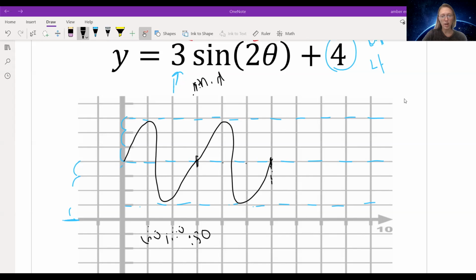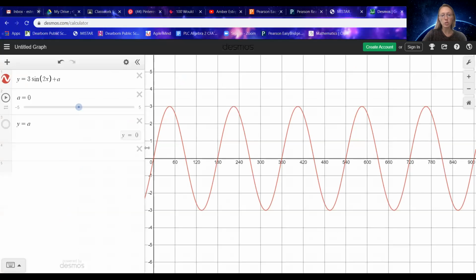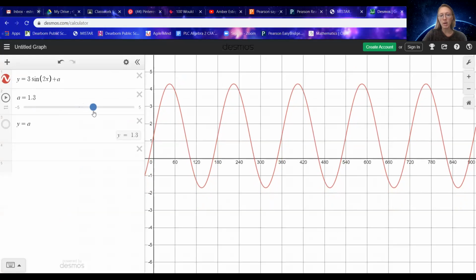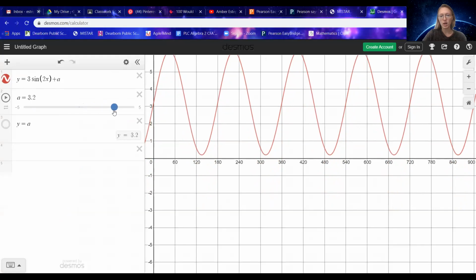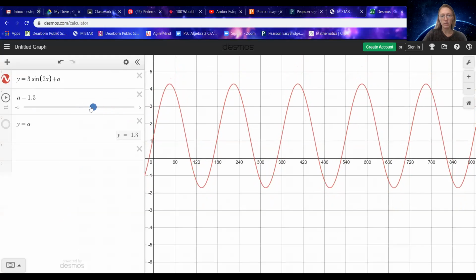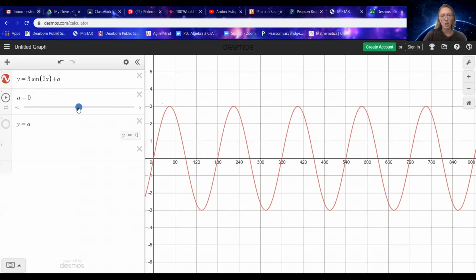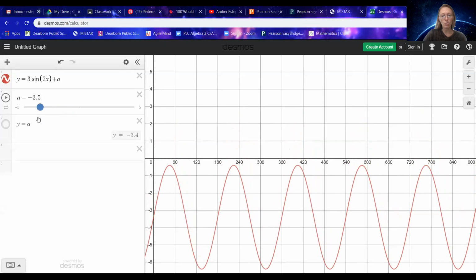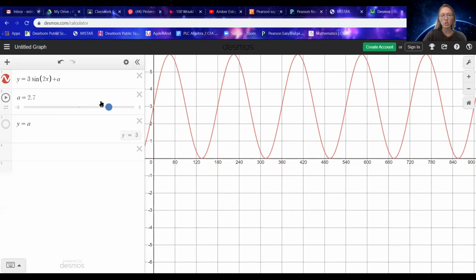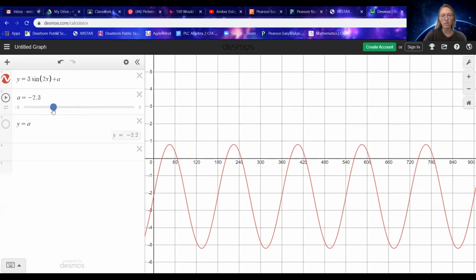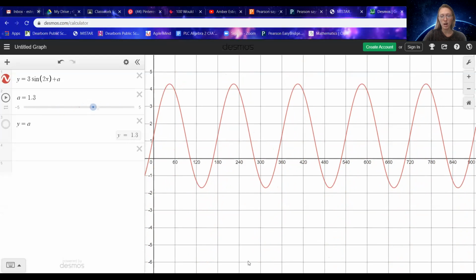Okay, so I want to show you one other thing. Here is a graph of 3 sine of 2x plus a. Now, I left a in here because I don't know what a is yet. And I'm saying that a is going to be 0. So watch what happens when I make a get bigger. It just slides my graph upward. It goes up, up, and up. And then if I make a smaller, so here's back to 0 again. But then if I make a negative, now it goes downwards. Notice the shape of the graph is not changing. It's just moving the graph up and down. That's all it's doing. Okay, I want you guys to be careful of that and pay attention because it's the only thing different here that's changing.